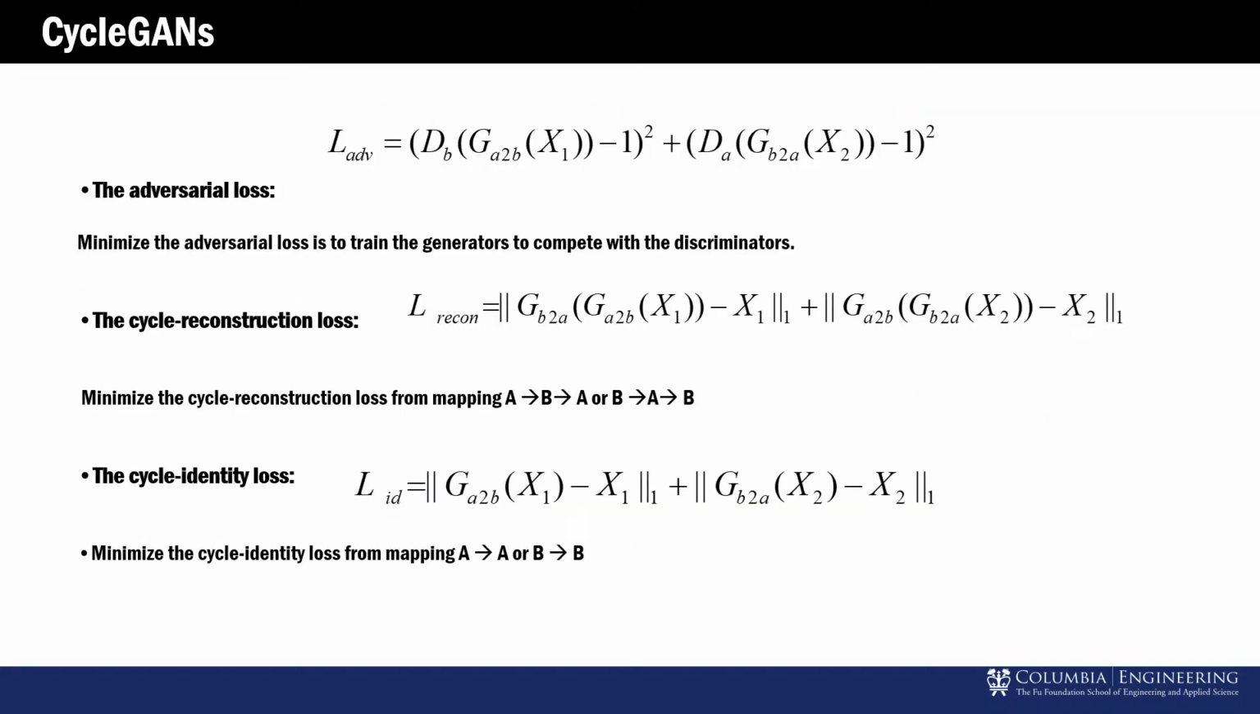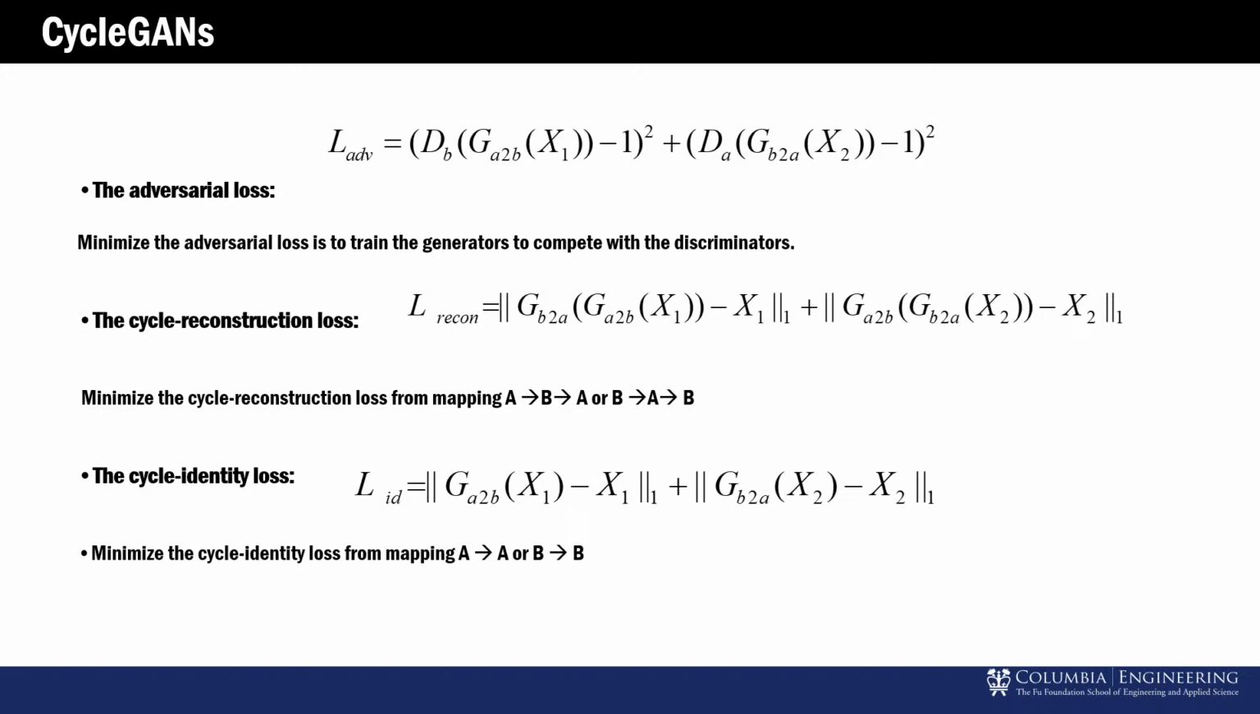For CycleGANs, now we're working with 3 different loss functions. The adversarial loss, of course, is the same as before, and we're trying to train the generator to compete with the discriminator.